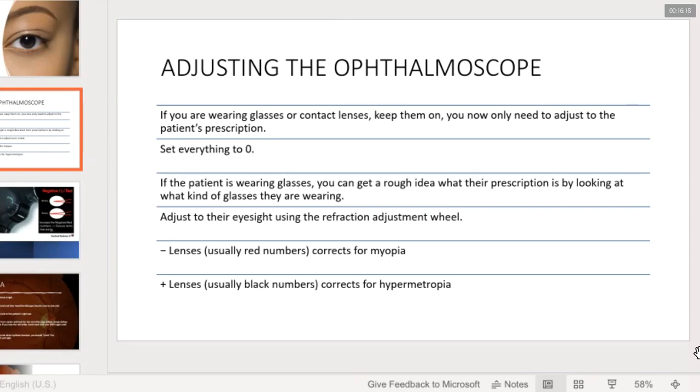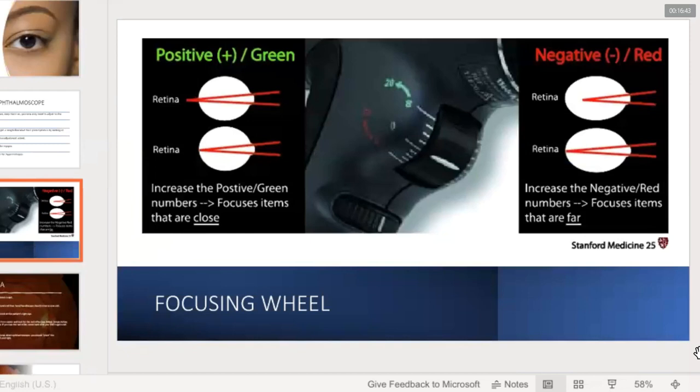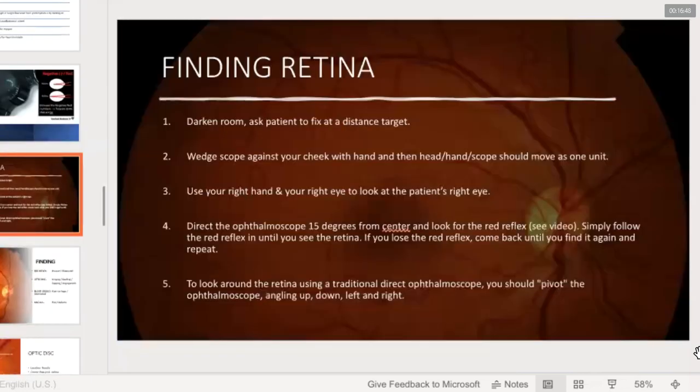Usually the minus lenses, the red numbers, correct myopia. If you are short-sighted, meaning you have problems seeing at distance, then you put in the power of your glasses, let's say minus 4, so you dial in minus 4. As for the plus lenses, usually black numbers, they are for hypermetropia. I think let's not go into this first.